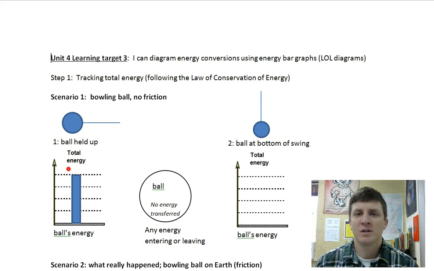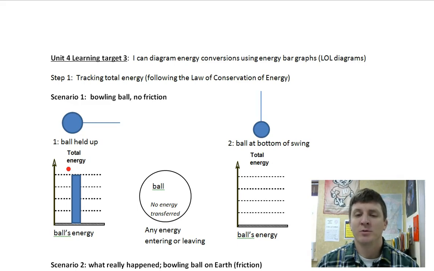Learning Target 3 states that you can diagram energy conversions using energy bar graphs, or what we call LOL diagrams. Essentially, we are still talking about the law of conservation of energy, which basically states energy cannot be created nor destroyed. It simply transfers from one form to the next.